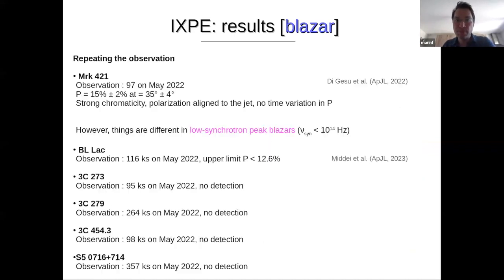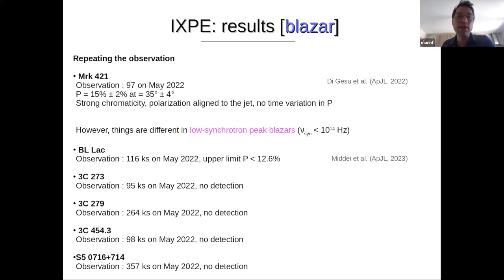What is interesting here is that the high energy particles likely emit from magnetically ordered regions close to the acceleration site. So you will tell me, okay, Markarian 501, one data point, one observation is not enough. And you're right. We observed Markarian 501 several times. The same results always appeared.